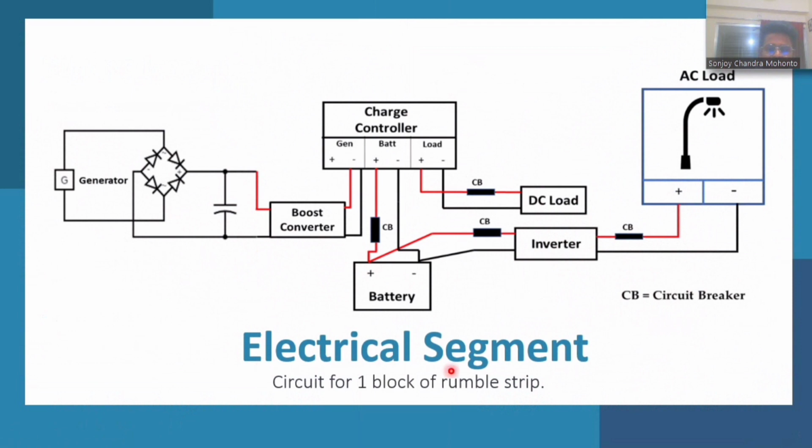So now I will talk about the electrical segment. This is the circuit diagram for one block of rumble strip. The generator will be connected to a boost converter through a rectifier. With a charge controller, the battery will be charged and finally the battery output is inverted by an inverter to supply the load.